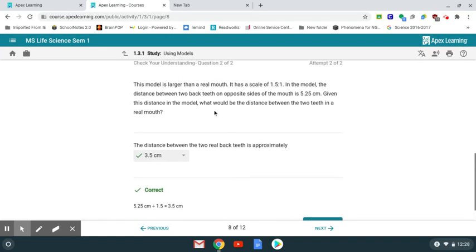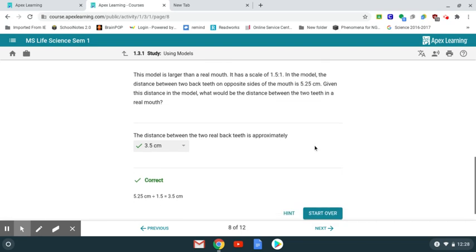I needed to get a smaller number. If it's 5.25 on the model and the model is bigger than your mouth, I needed a smaller number. And I needed to divide by the 1.5.